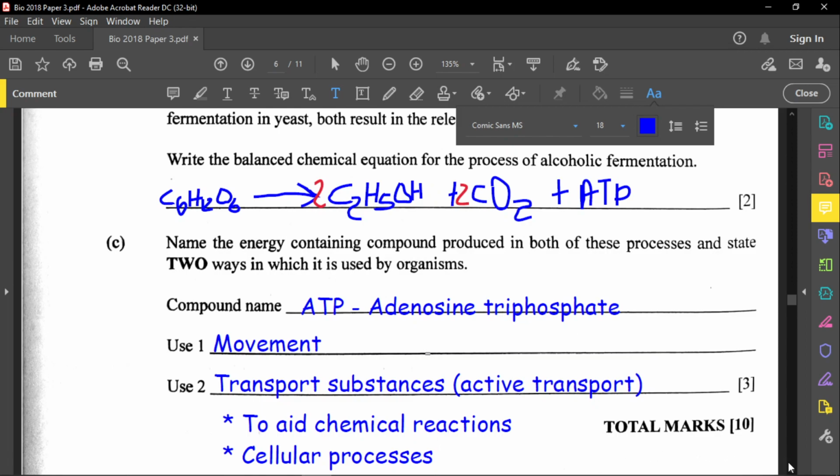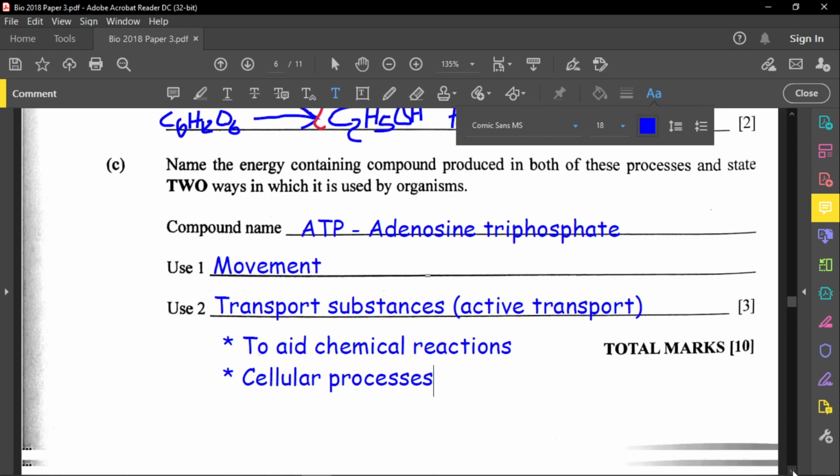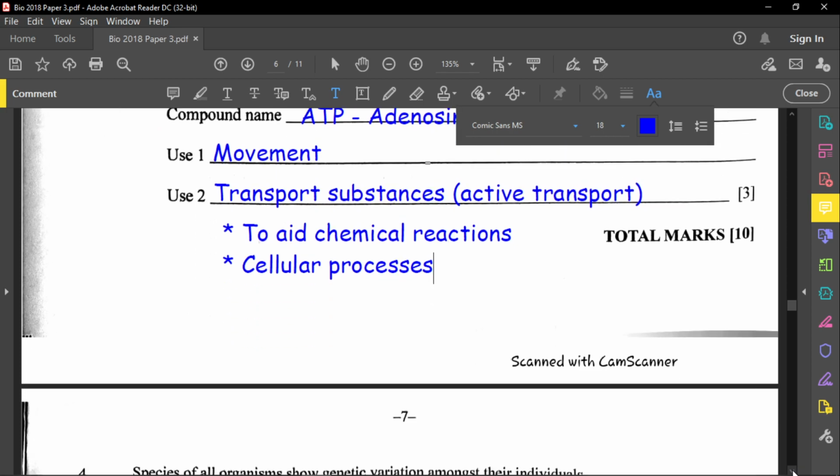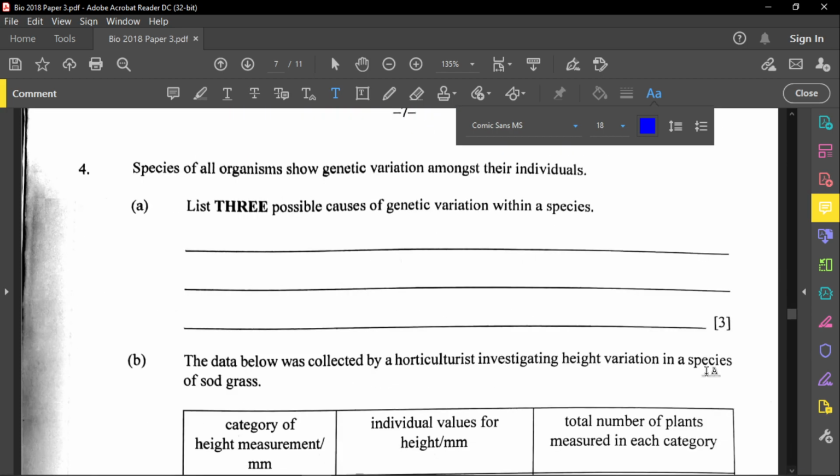Unfortunately, I cannot go through the whole lesson on a topic, but you can always view the other lessons and go through them. And if you have questions, you could quickly ask them and I'll answer them as quickly as I possibly can. Now, question number 4, which is the last question on this section of this paper. It says that species of all organisms show genetic variation among their individuals. It asks you to list 3 possible causes of genetic variation within a species.